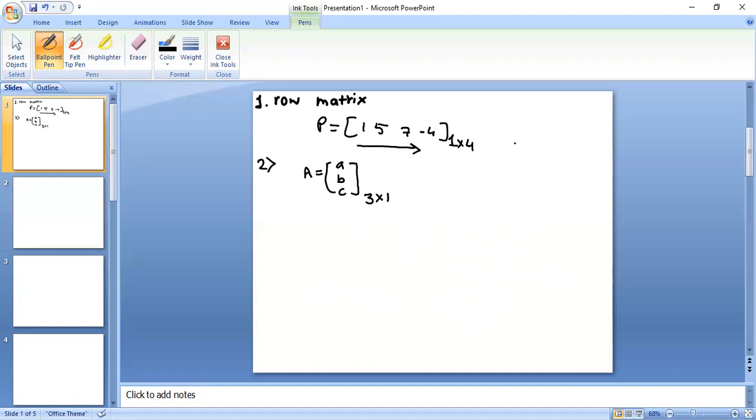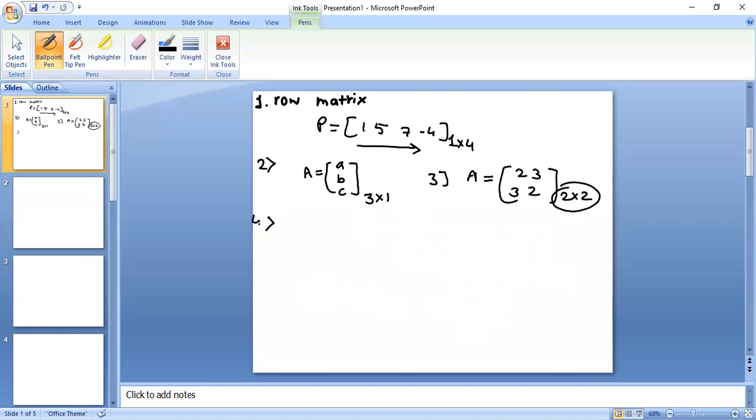Next, we will see the square matrix. The third type is the square matrix. Here, the number of rows in a matrix is equal to the number of columns. An example is A equals to 2, 3, 3, 2. This is a matrix with 2 rows and 2 columns. This is a square matrix.